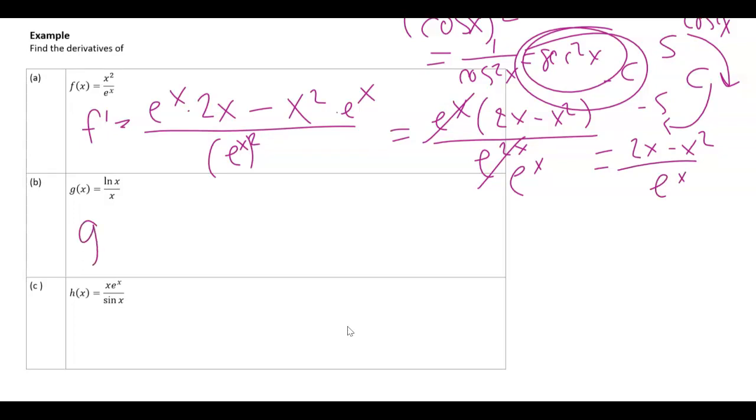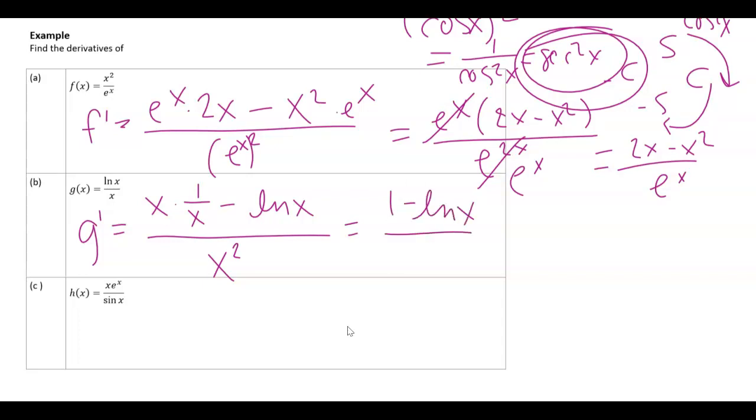All right, let's look at g prime. So I have low d high minus high d low all over low squared. The only thing I'm going to simplify here is just that x over x would give me 1. And then I'm going to go ahead and just leave this alone. There's nothing else I can do. Like these x's don't cancel, we just leave it.